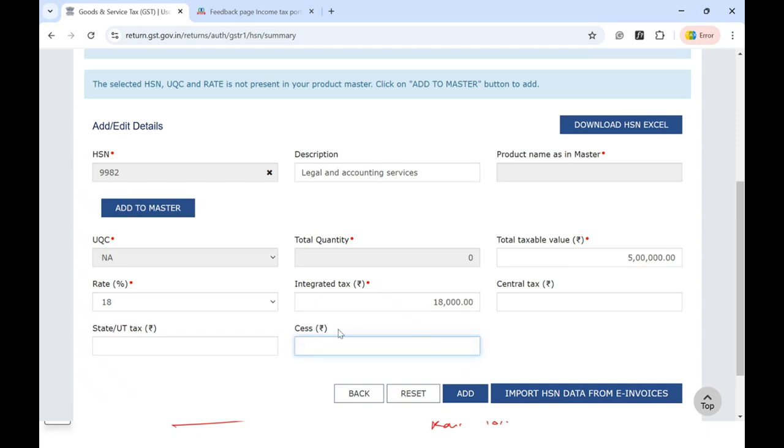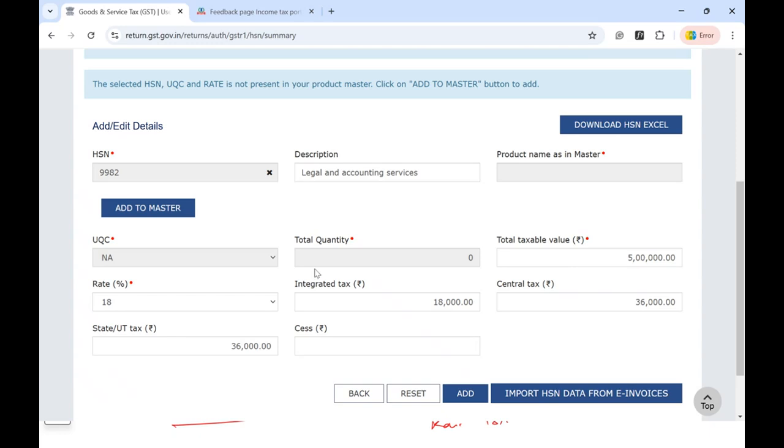If cess is applicable on this HSN, we are required to provide that number too. Say in this case, the remaining 4 lakh into 9%, what would be the value? 36,000. In this way, we are required to provide each and every HSN code separately. Altogether, the aggregate sale value and tax should match our reported sales through our invoices, advances, etc.